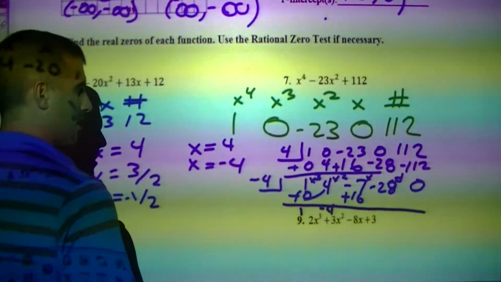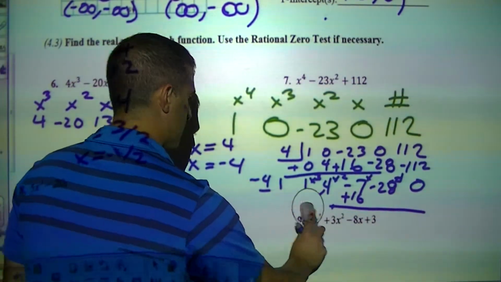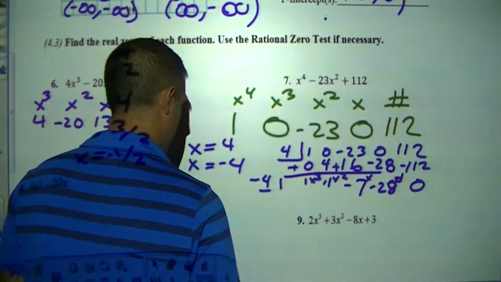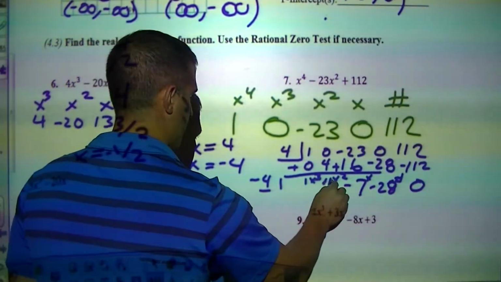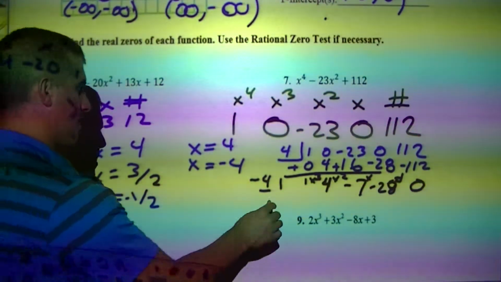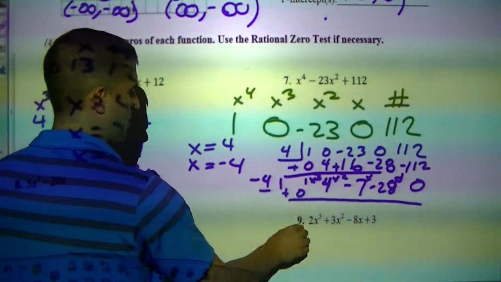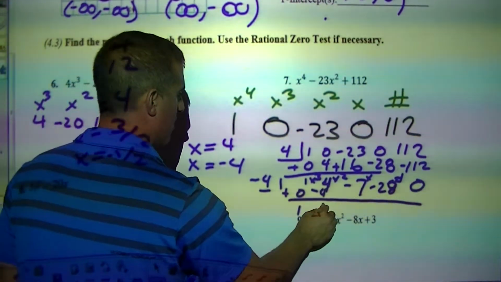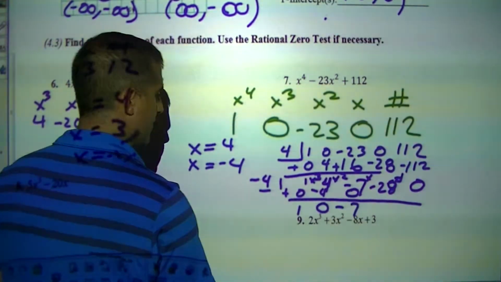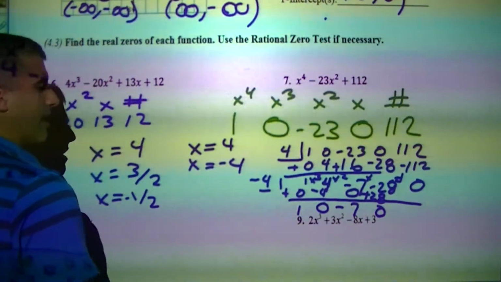Okay, made a mistake here somewhere. Hold on one second. Let me give myself a little bit more room here. Okay. -28. Okay, that should be right. All right, so I got 1. 1 times that would be -4. That would be 0. 0 times that would be 0. That would be -7. -7 times that would be +28. That would be 0.